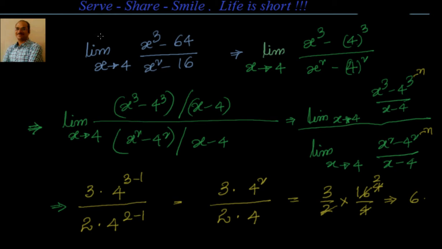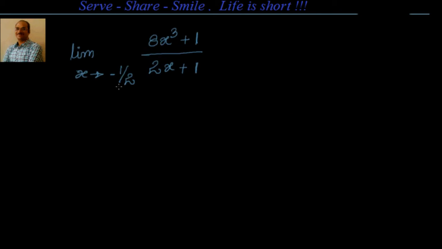So the answer for limit x tends to 4, x cube minus 64 by x square minus 16 is nothing but equal to 6. So we have converted that into x to the power of n minus a to the power of n form, and we have divided by x minus a, so that we manipulated it such that we can apply the formula and get the value of that. We will do one more example.